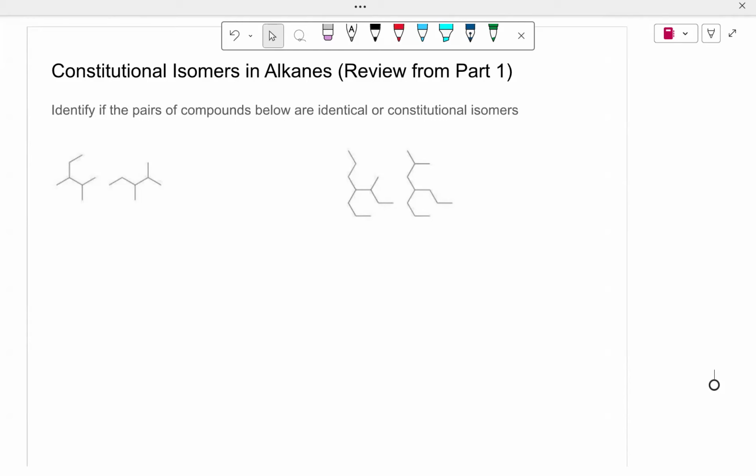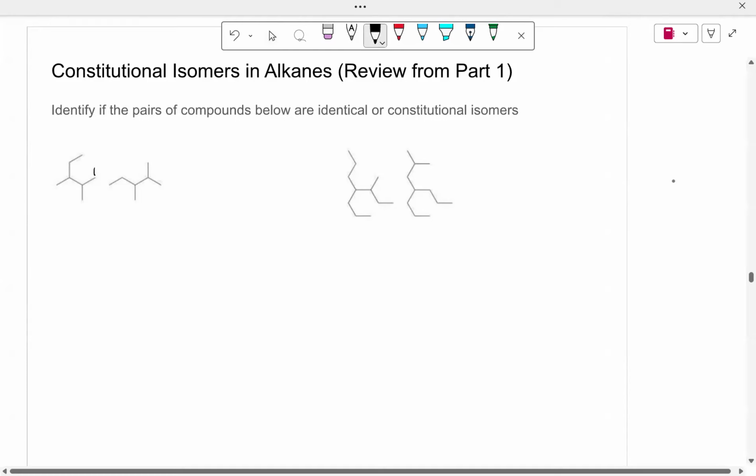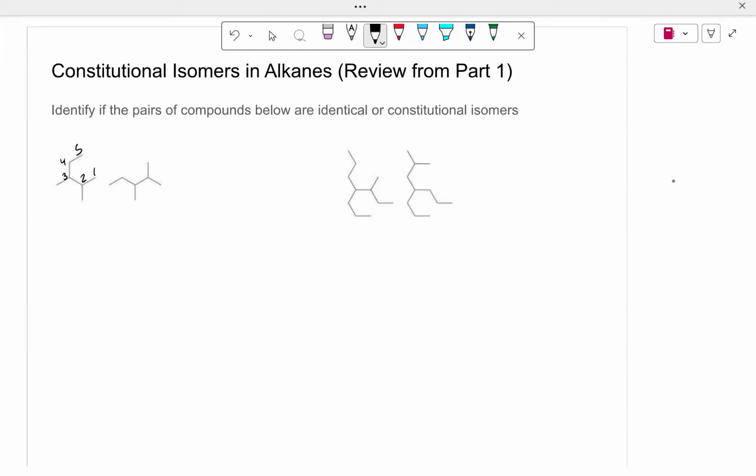So our parent chain for this one here, I'm going to number it like this. Okay. And I've skipped through a few of our steps, but I found the longest parent chain and then I numbered it so the substituent encountered first gets the lowest possible number. So if I were to name this one on the left, it would be 2,3-dimethylpentane.